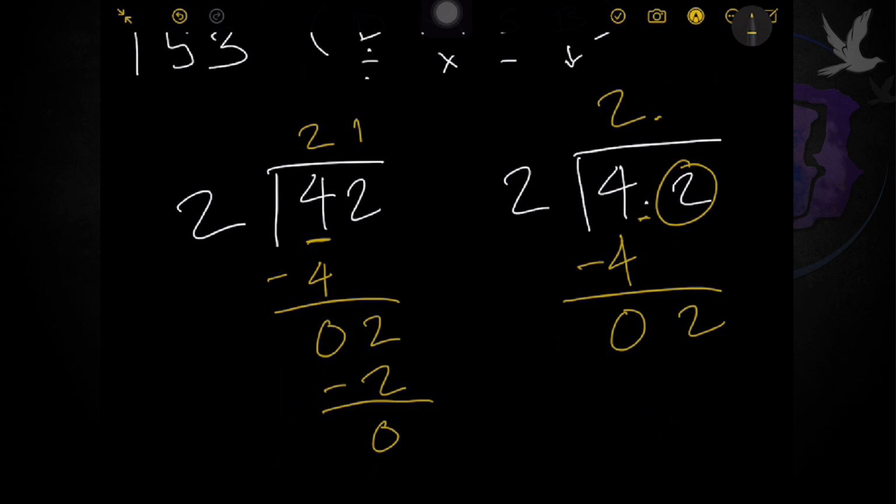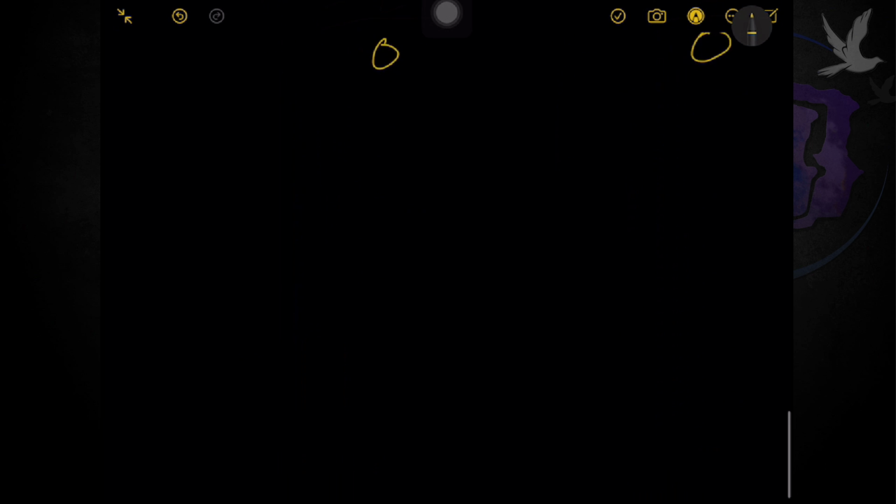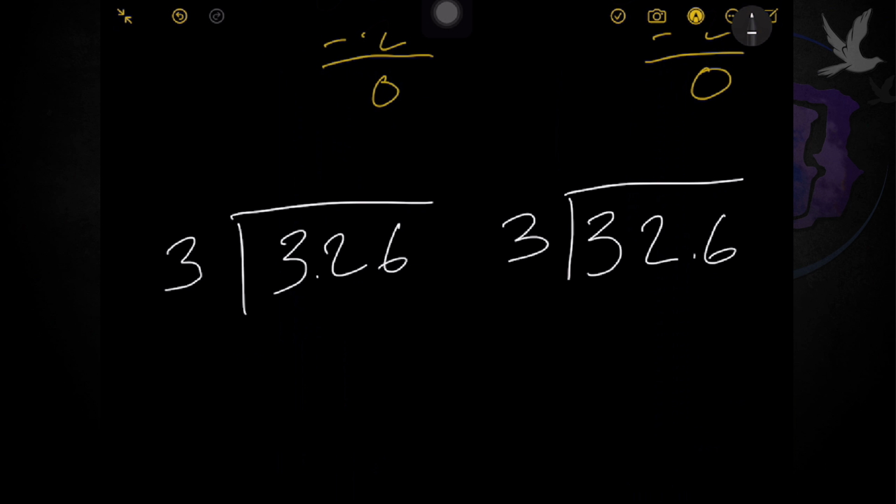2 divided by 2 will give us 1. 1 times 2 will give us 2. 2 minus 2 will give us 0. Okay? So, ganun lang. I'll give you another example. Okay, so just to show you the differences between these two, we have 3.26 divided by 3, and we have 32.6 divided by 3. So, similar yung digits natin. We have 326, 326. It's just that we have different place values.